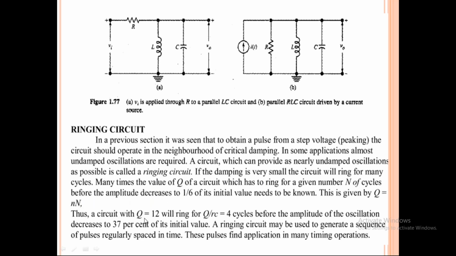So how many cycles? Suppose Q equal to 12. Pi value equals 3.14. That means you have to calculate Q by the number of cycles. N equals Q by pi. With pi value 3.14, it is approximately 4 cycles. This is one example. So a ringing circuit is nothing but a circuit that provides nearly undamped oscillations.